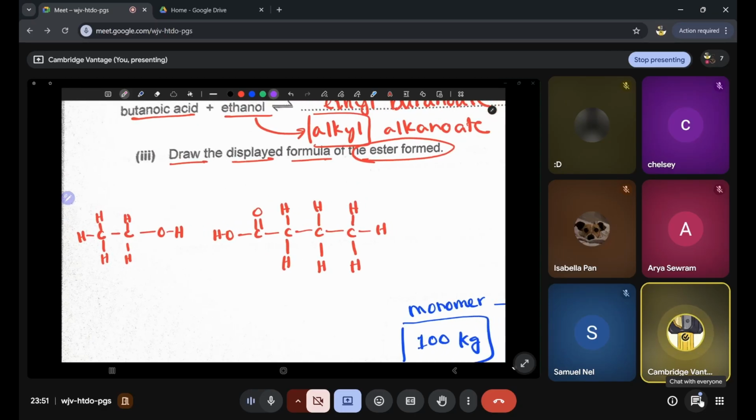Now, during polymerization, what happens is the alcohol gets rid of the H and the carboxylic acid gets rid of the OH. Now, I have a question for you, students. We know that acids are substances that release H plus. Why is it that the carboxylic acid is releasing an OH while the alcohol is releasing an H? Does this mean that the alcohol is actually an acid and the acid is actually a base in this reaction?